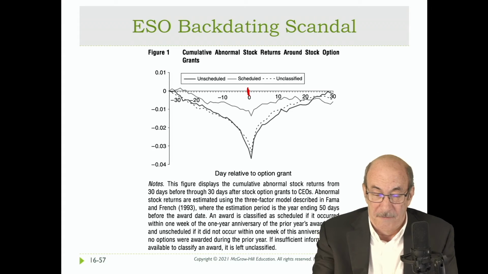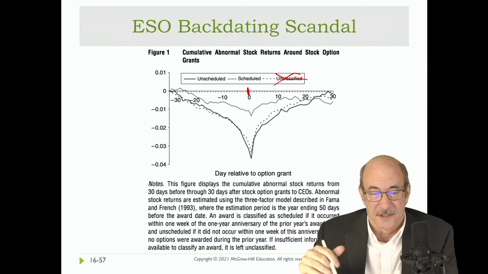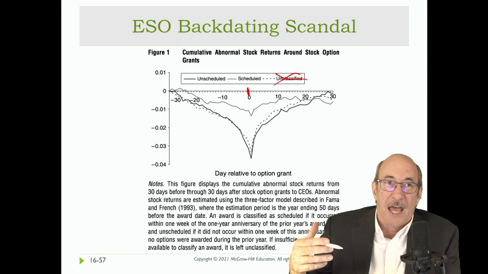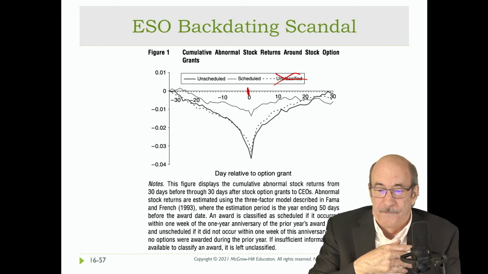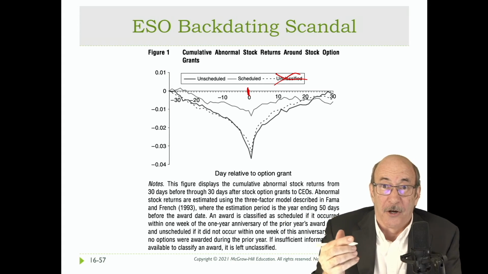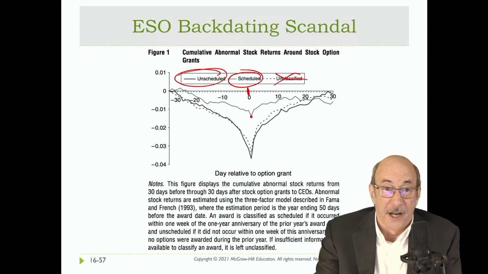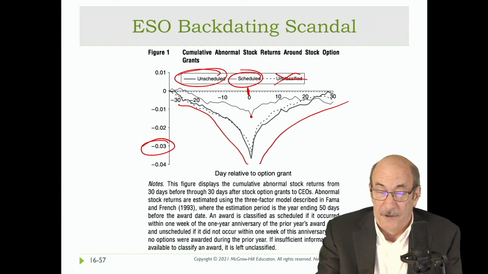And don't worry about scheduled, unscheduled, unclassified. Unclassified is just simply he couldn't tell whether they were scheduled or unscheduled. Not a big deal. Fairly small part of the sample. Scheduled simply means that those options had been granted within a week of the last grant from the prior year. All right. But we see the pattern still in the scheduled guys, this line right here. We see a stronger pattern in unscheduled ones. So if they get to pick the time, that's when we get this 3% decline followed by a 3% increase.